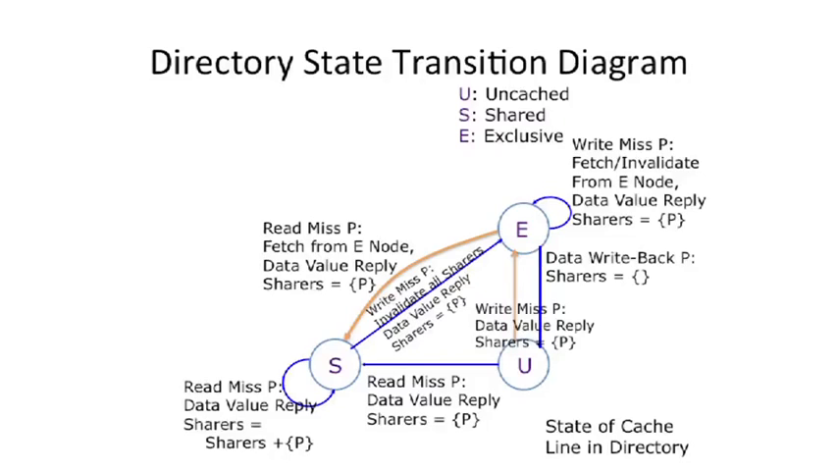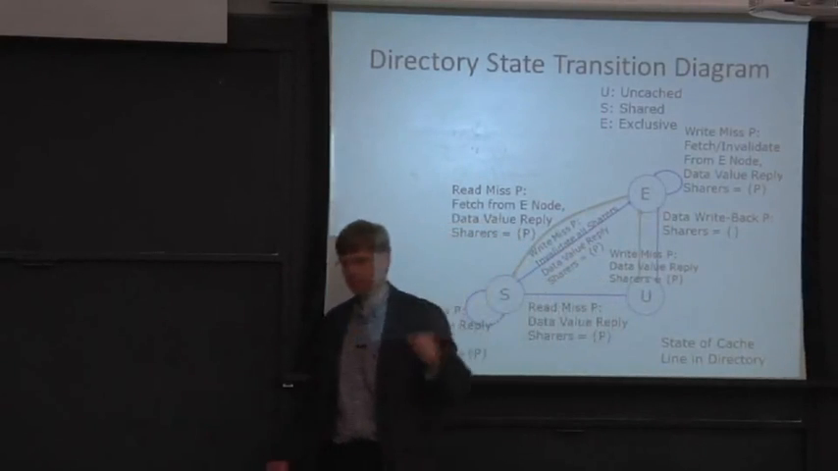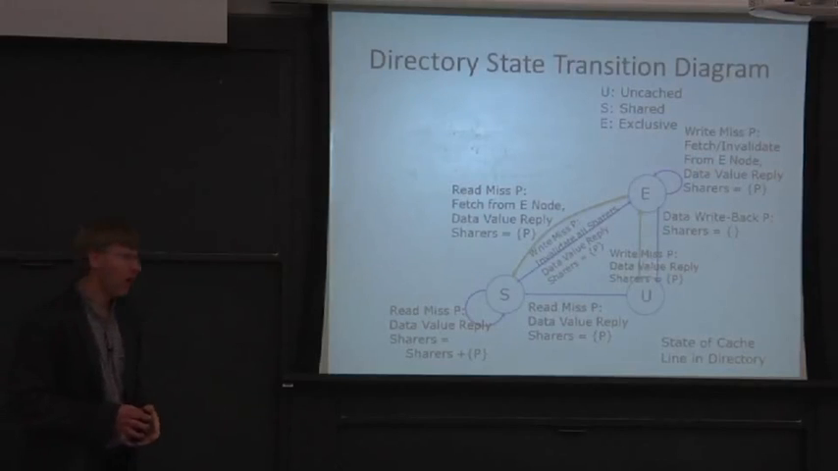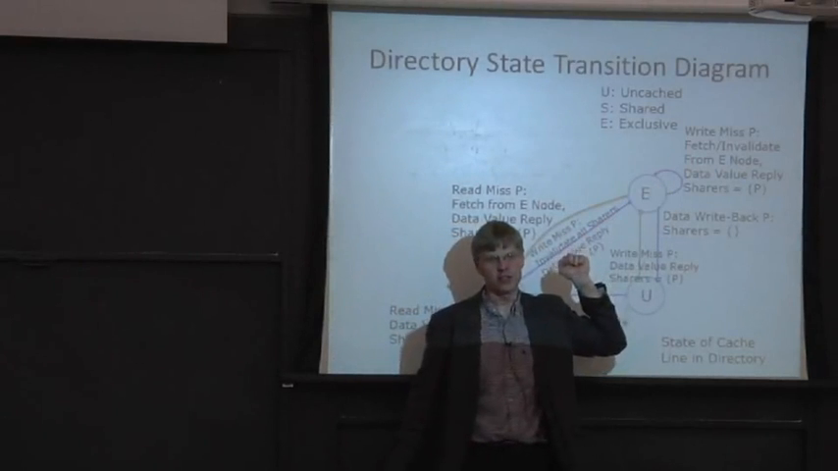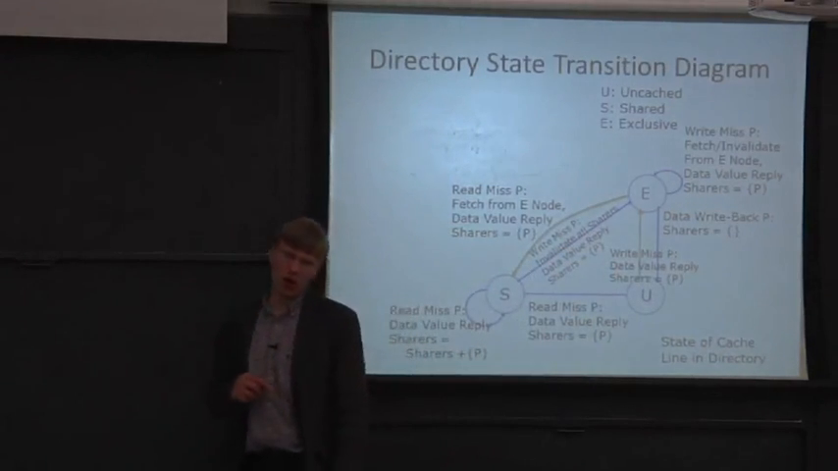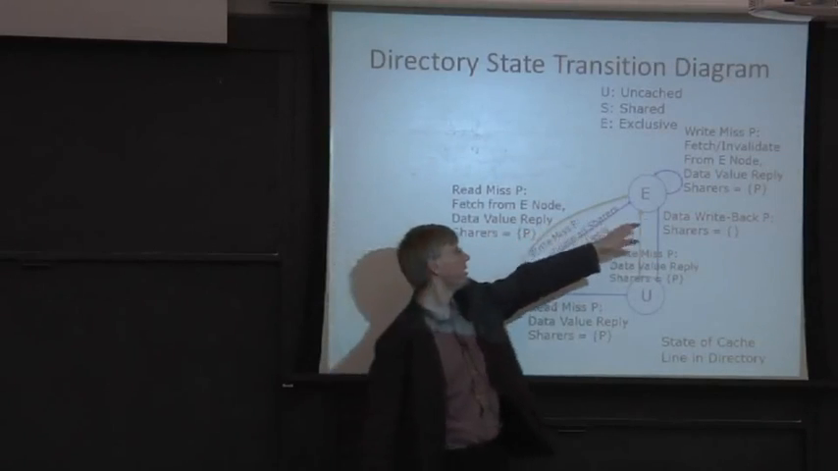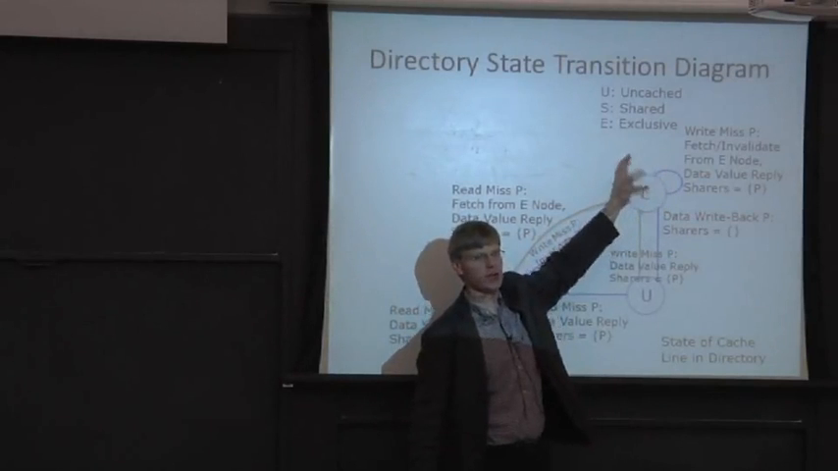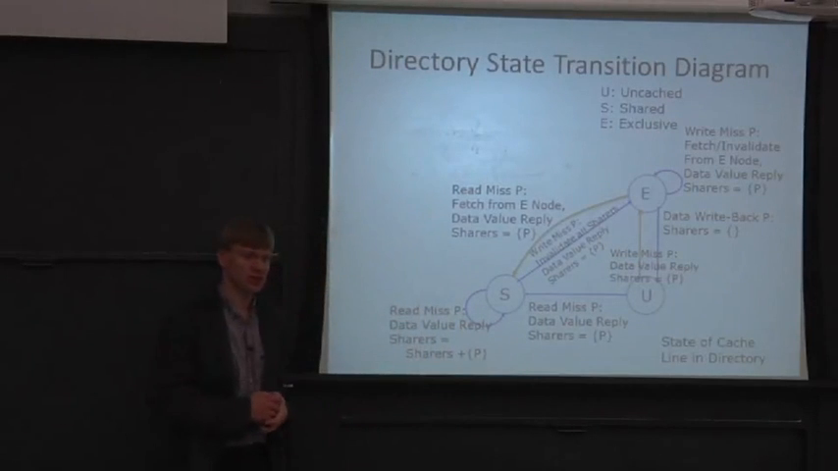OK, so directory state transition looks a little different here. We have uncached, shared, and exclusive. And as we said, shared means there could be multiple read-only copies in the system. Exclusive means there's only one cache in the system with that data. What's interesting here is if you were to actually have a MESI protocol running, that would not change the protocol running in the directory, because exclusive here is effectively the same state with respect to how the directory sees the line. It wouldn't have to do anything different.